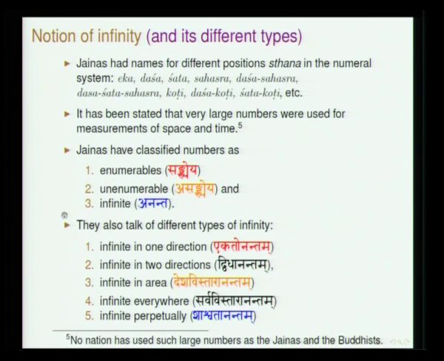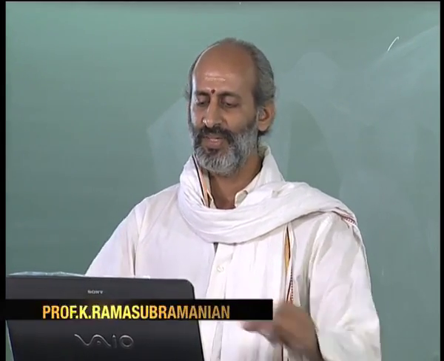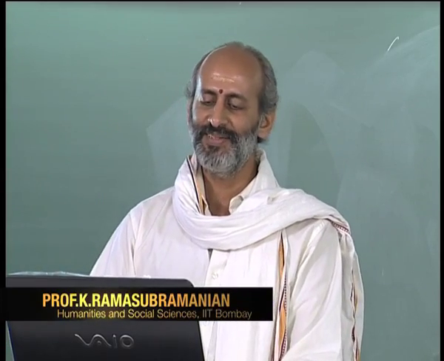Sankhyeya is innumerable, Asankhyeya is uninnumerable, and then Ananta is sort of infinite, and infinite also they classify: Ekataha Anantam, Dvidha Anantam, and then Desha Vistara Anantam. So, infinite in terms of area, in one direction, two directions and so on, and infinite everywhere, Sarva Vistara Anantam, and Shashvata Anantam. This has to do perhaps with something which is eternal in time. So, eternality in terms of space, in terms of time, in terms of direction, they classify this in various ways.